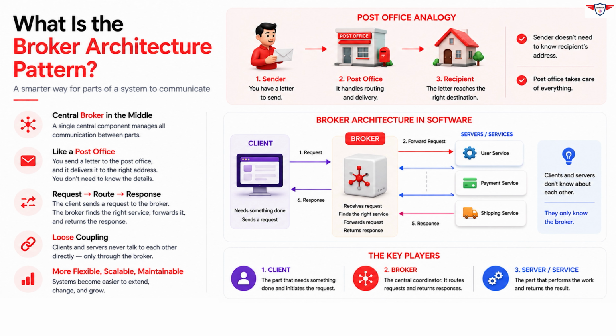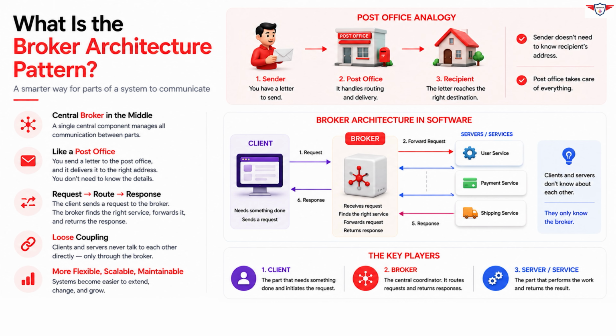A part of the system, which we call a client, sends a request to the broker. The broker figures out which service or component can handle that request, forwards it appropriately, and then brings the response back to the client. The different parts of the system are called servers in this context, not because they are physical machines, but because they provide services or capabilities that others can use.